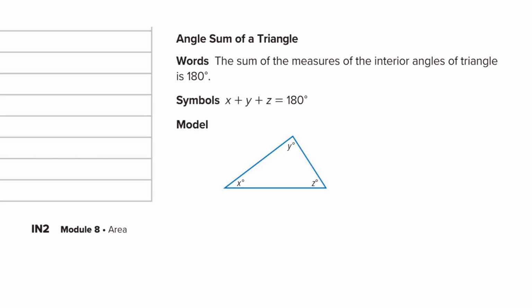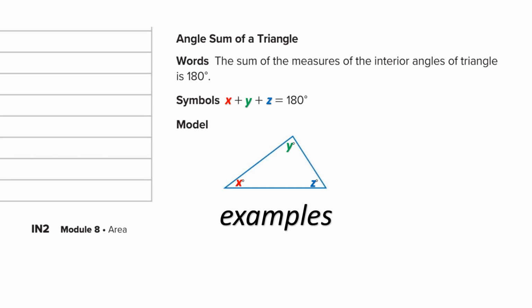So if I have the equation, or in this case, they say symbol, but if I have the equation, no matter what the numbers are that represent those angles, I can add x, y, and z together. They have to equal 180 degrees. Or if I'm given the model, if I'm given the triangle itself, no matter what, those three angles added together have to equal 180 degrees.